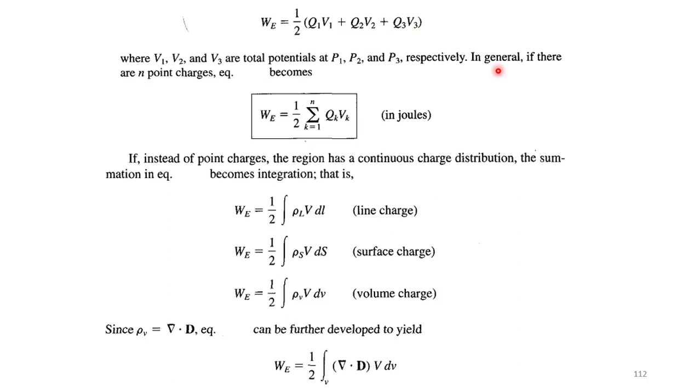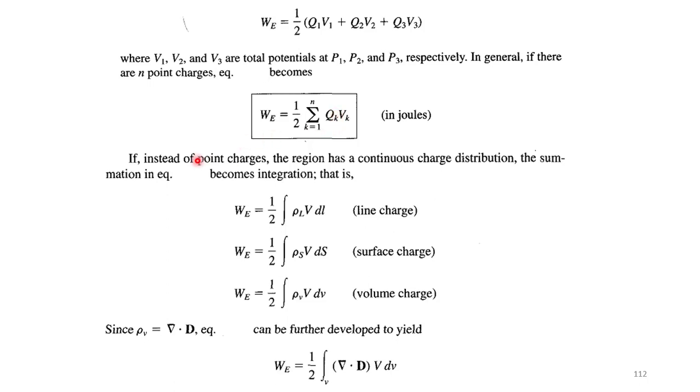If suppose n number of point charges are there, then in general I can write this equation as work done is equal to 1 by 2 summation of Qk into Vk, where k varies from 1 to n. So this is the summation of the product of Q into V. So if n point charges are there, then the last term will be Qn into Vn. Clear? So in this way, this work done can be calculated for n point charges.